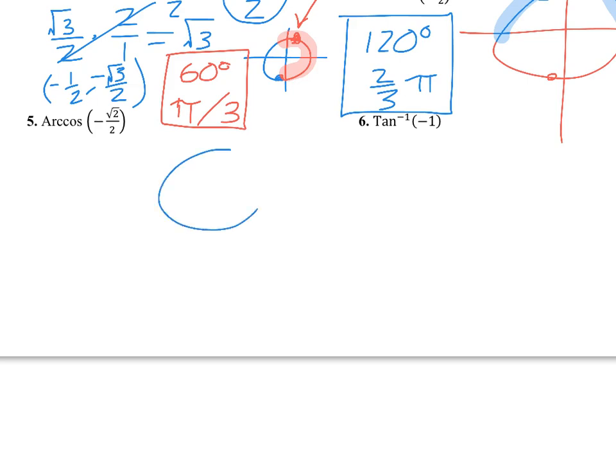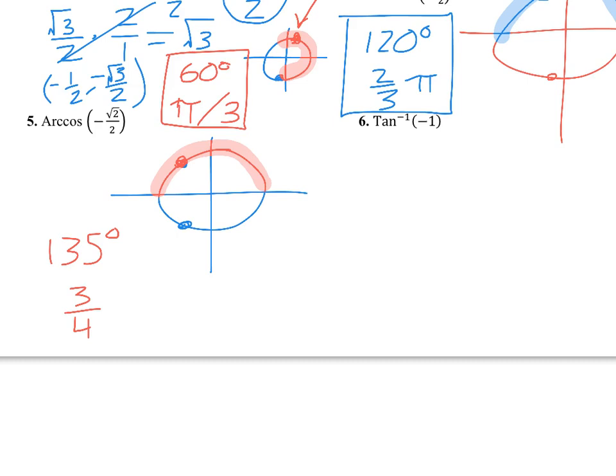We want the inverse cosine of negative rad 2 over 2. Cosine is the x, so it would be negative rad 2 over 2 in the middle here. The domain restricts us to quadrants 1 and 2 for cosine, so that would be 135 degrees. Okay, 135 divided by 180, that's 3/4. So this is 3/4 pi.